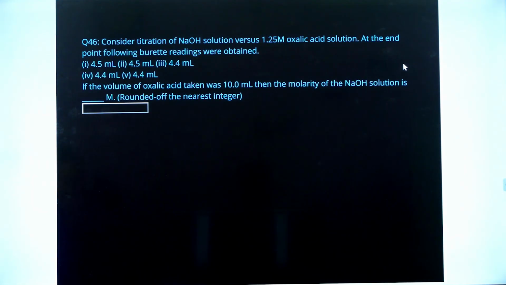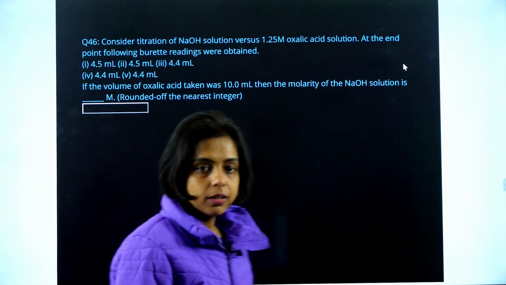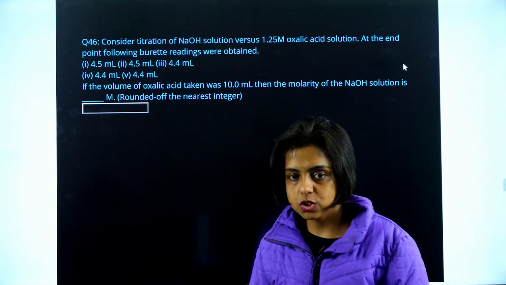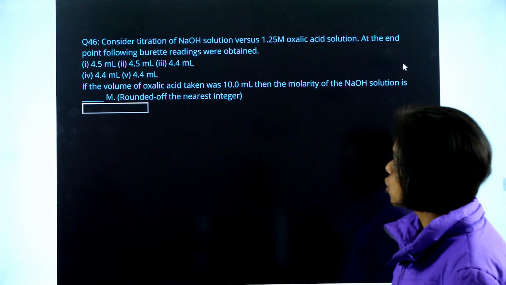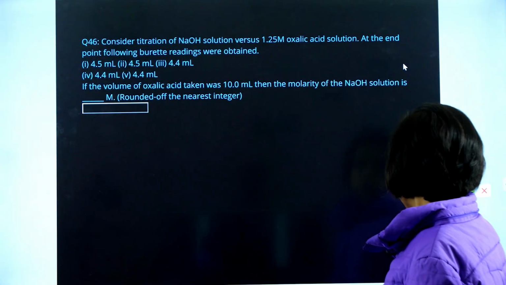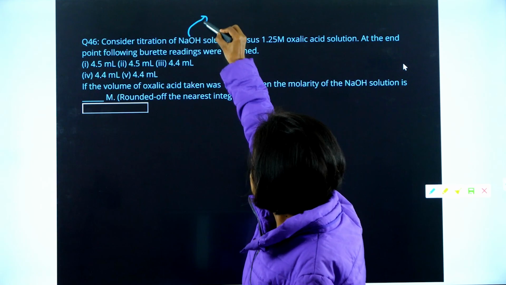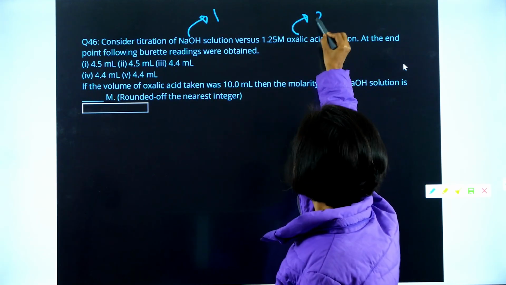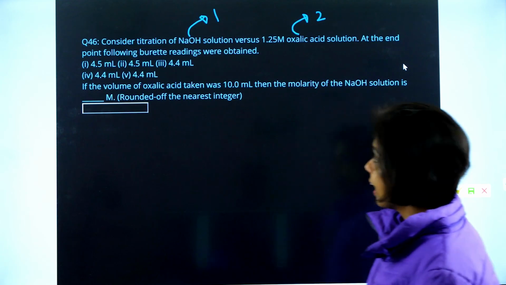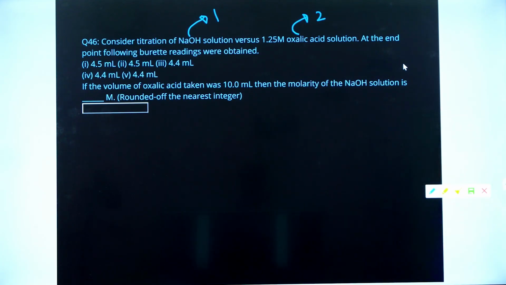Next question. Now we have numeric value questions here. The next 5 questions will be numeric value questions. Okay, so consider a titration of NaOH with oxalic acid. The valency factor of NaOH is 1. The valency factor of oxalic acid, H2C2O4, is 2. At the end point, the following burette readings were obtained.